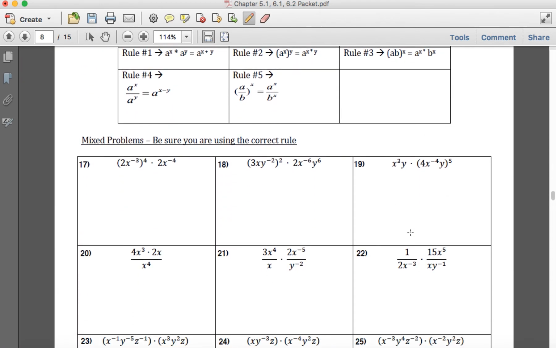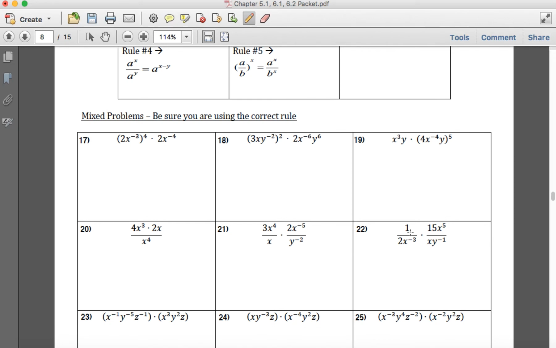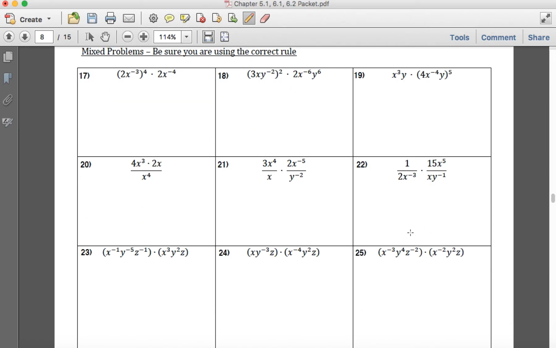Okay, let's try some of these. Let's jump on number 17. All right, that's going to be 2 to the 4th x to the negative 12th times 2 x to the negative 4th. It's 2 to the 5th times x to the negative 16th. 2 to the 5th is going to be 32. X to the negative 16th is going to be over x to the 16th.